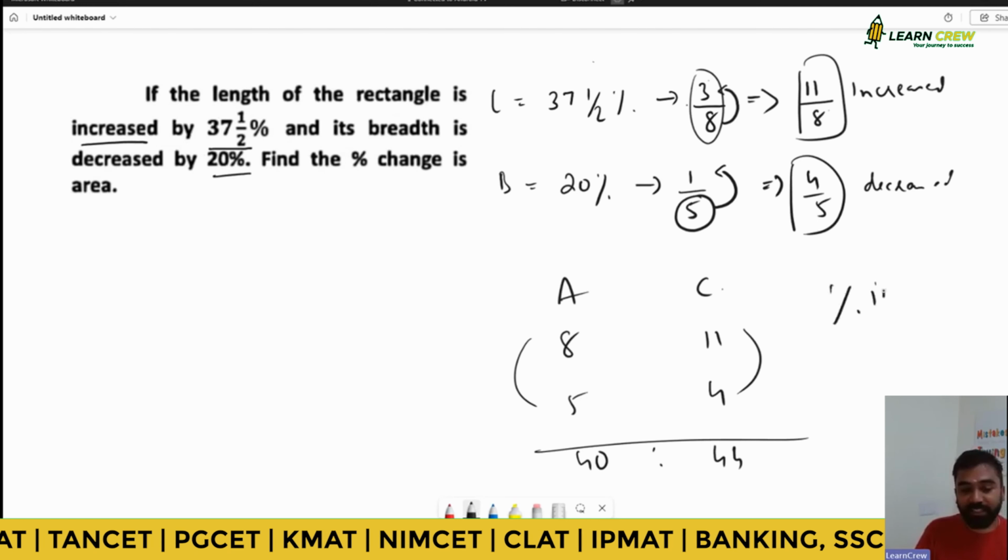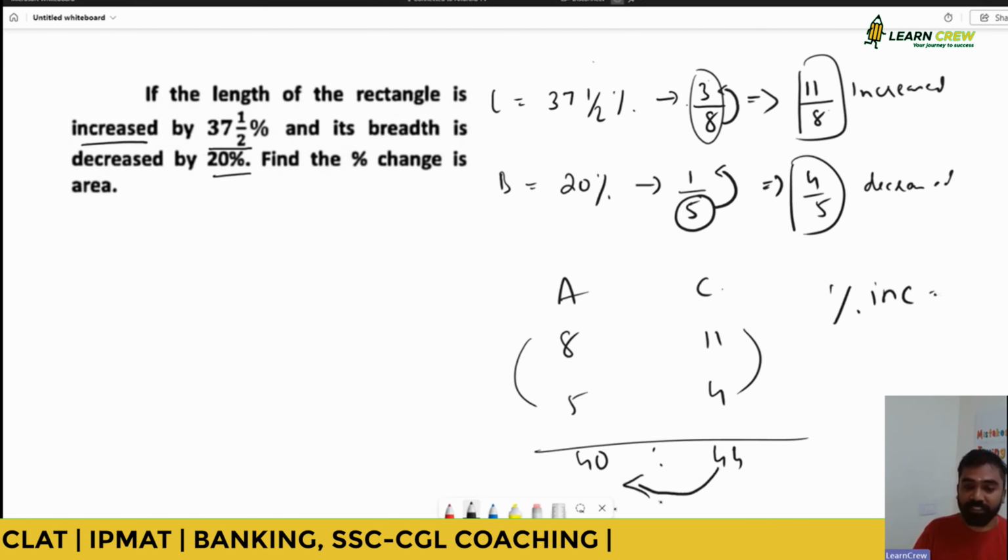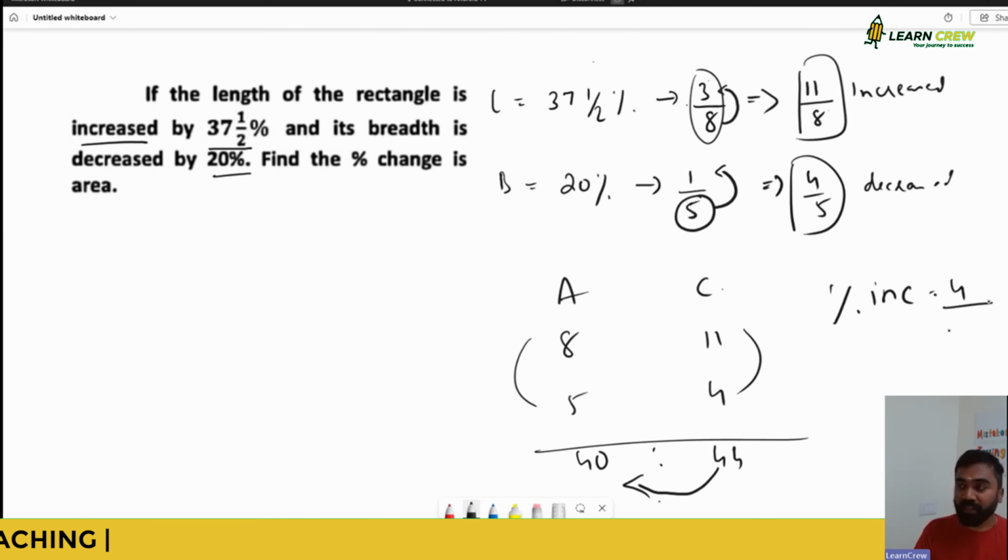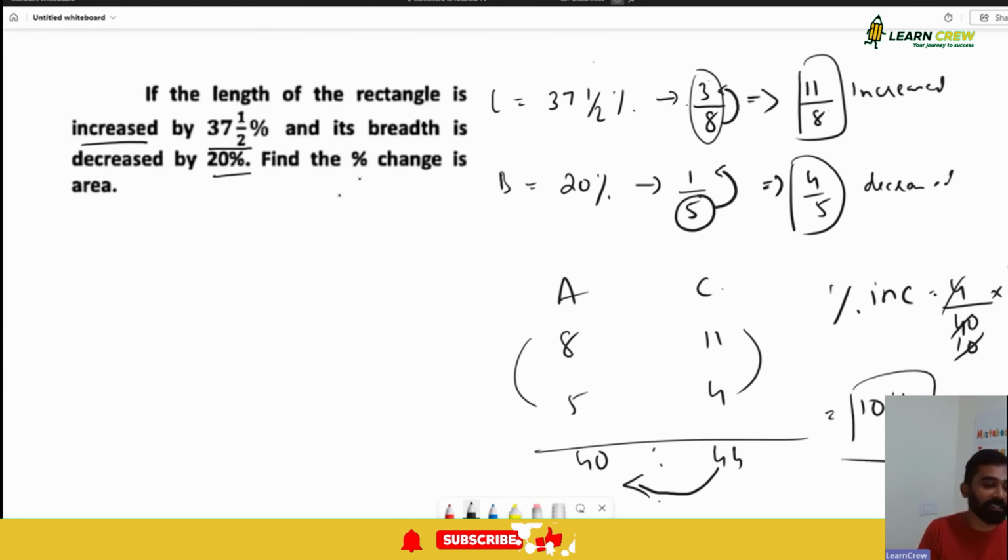So the percentage increase is nothing but 4 parts. The change is 4 parts, divided by the denominator, which will be the lower one, into 100. So this is going to be 4 into 10. There is a 10% increase in the area. There is a 10% increase in the area.